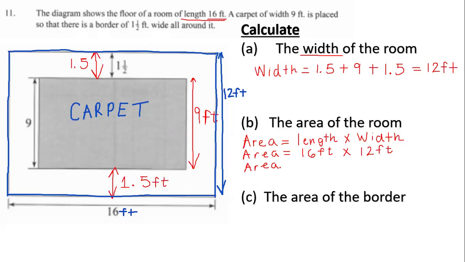Area is going to be equal to 12 times 16, or 16 times 12. I got 192 too, so 192. 192 what? 192 feet what? Squared. Feet squared, very good.